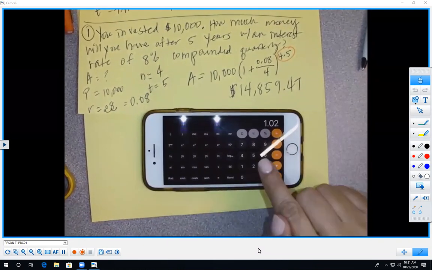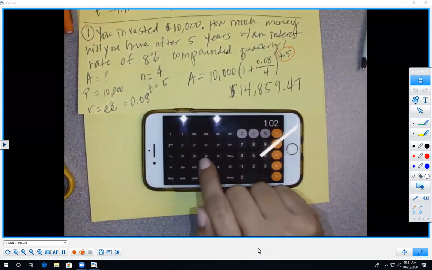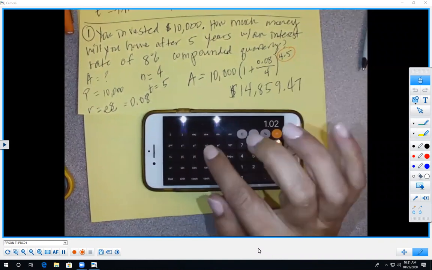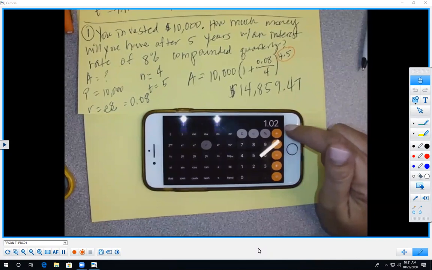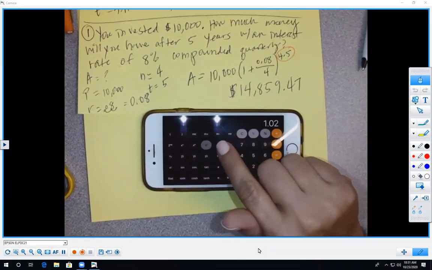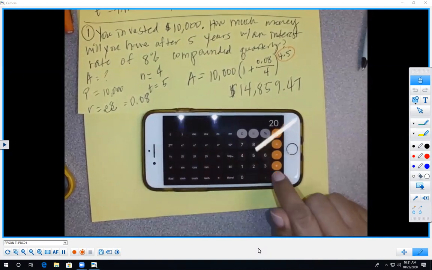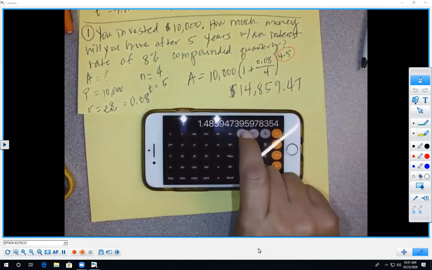So to raise this to a power, if you look over here, my powers, I have x squared, I have x to the 3rd, and then it says x to the y. That's the one I want to use. So I'm going to click on that. So I can raise this to a power now. Just heads up, if you have Android, I think it's y to the x, it's the same thing. But I want to raise it to a power. The power I want to raise it to is 20. So I type in my power and then I press equals. And that's my number, that decimal raised to that power.